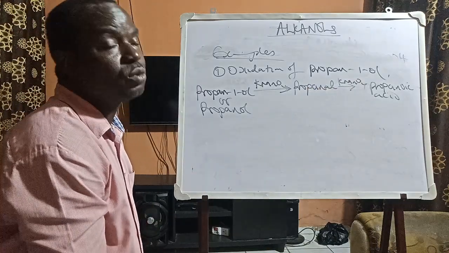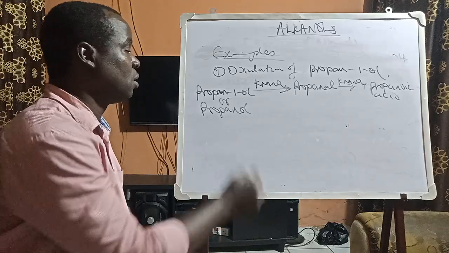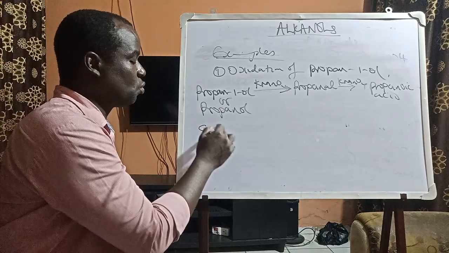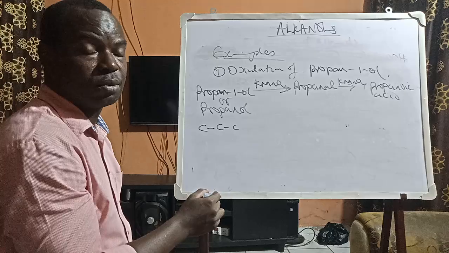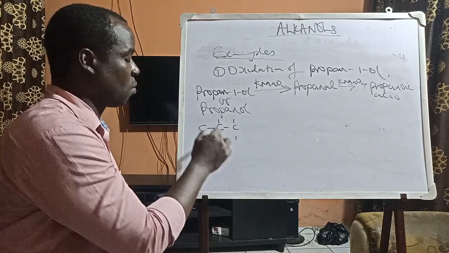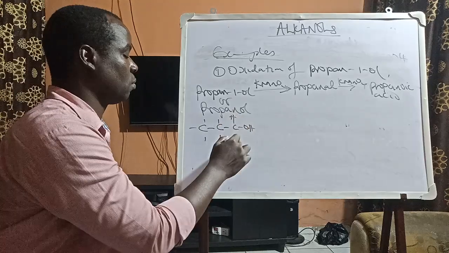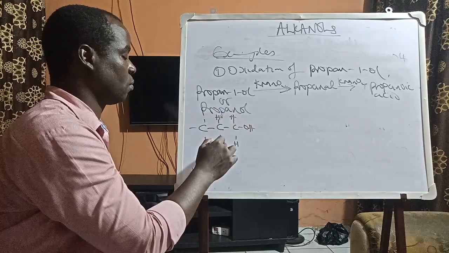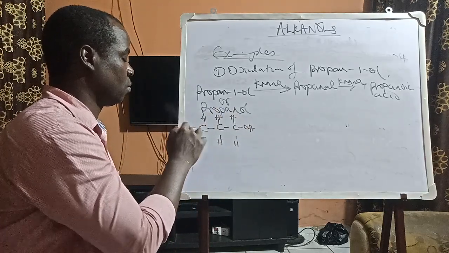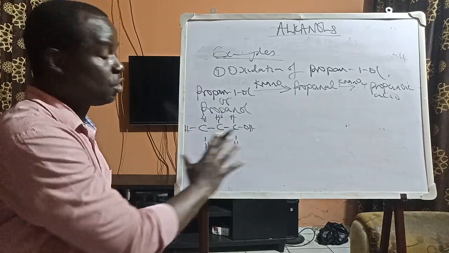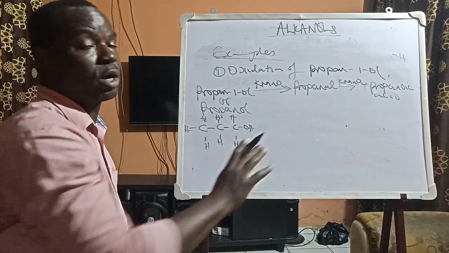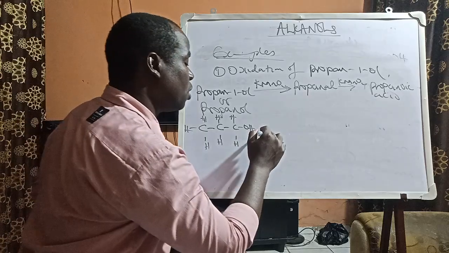All right. Now let's draw the structures. Prop is 1, 2, 3. So this is propan-1-ol or propanol. You now go further.